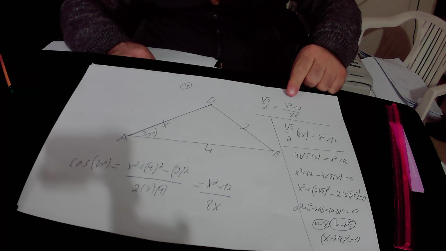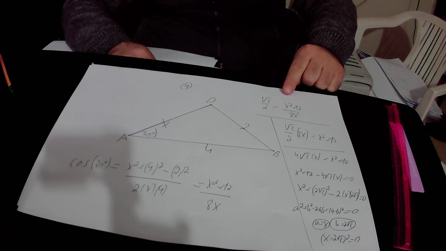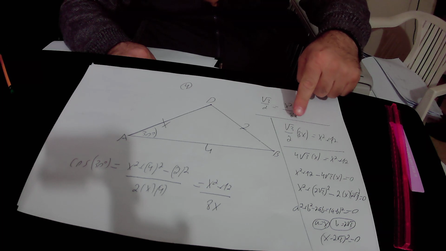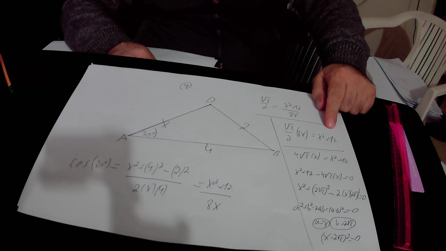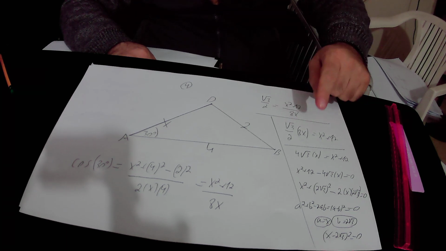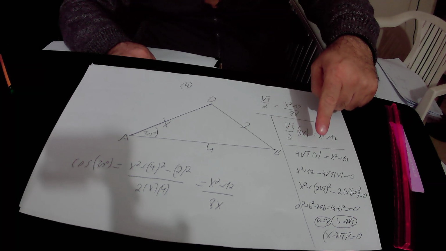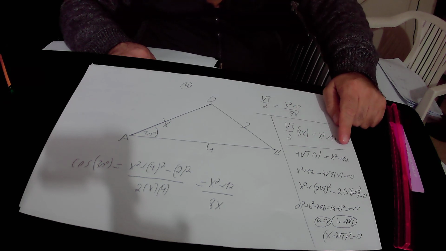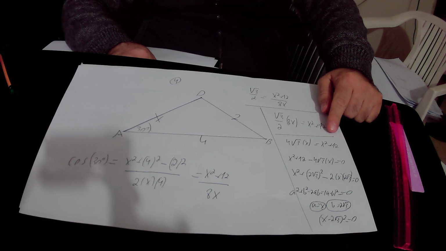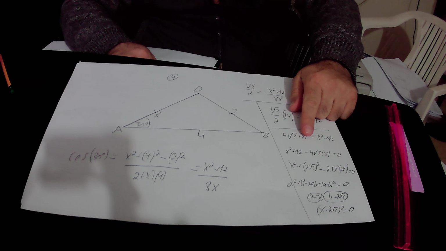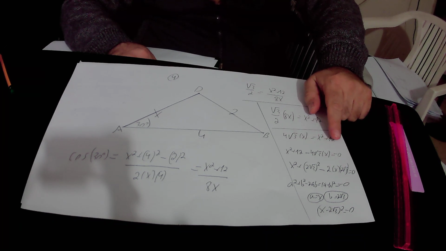We multiplied this equation by 8x, and we got square root of 3 over 2 times 8x equals x squared plus 12. 8 over 2 is 4, so we get 4 times square root of 3 times x equals x squared plus 12. And we subtracted 4 times square root of 3 times x from this equation, and we got x squared plus 12 minus 4 times square root of 3 times x equals 0.